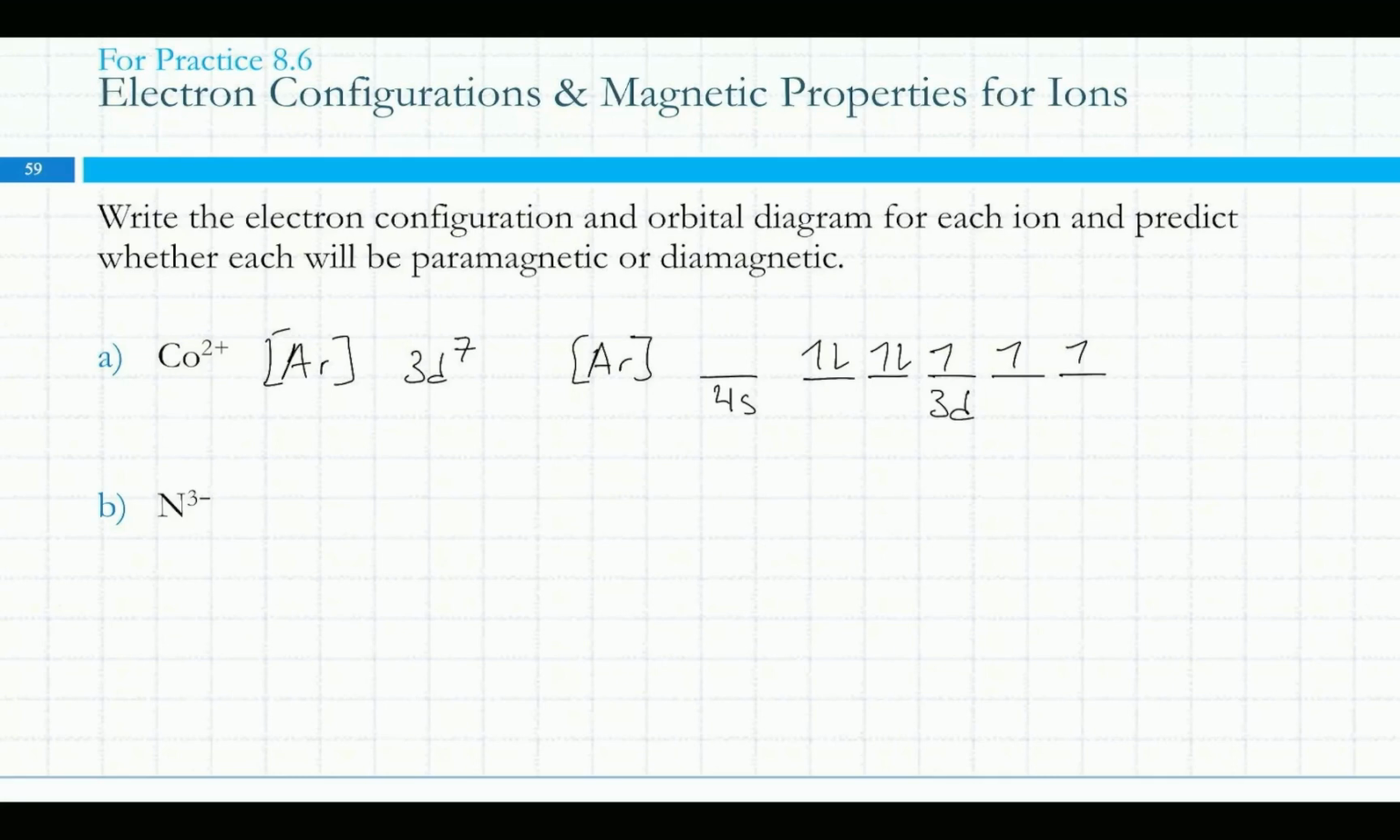So is cobalt 2+ going to be paramagnetic or diamagnetic? Paramagnetic, because we have unpaired electrons.